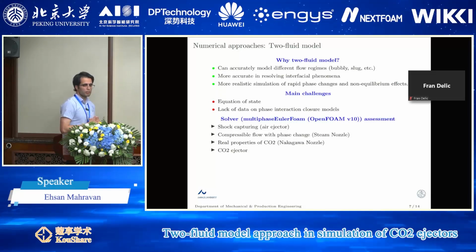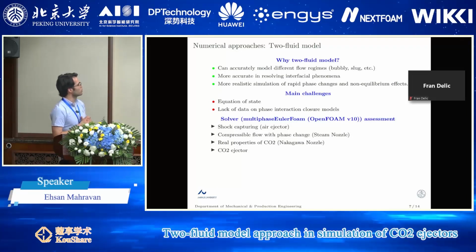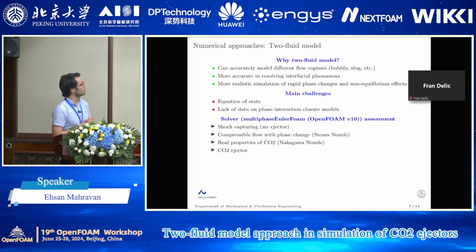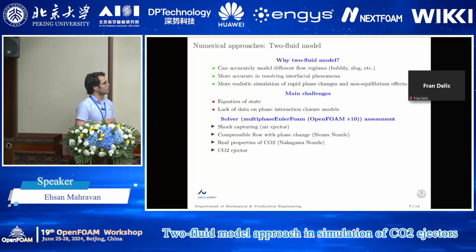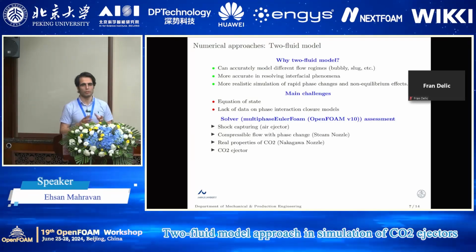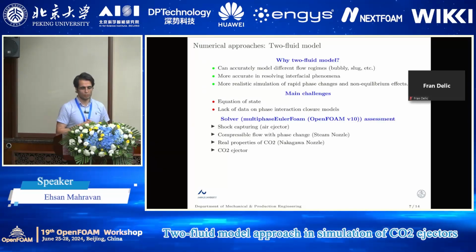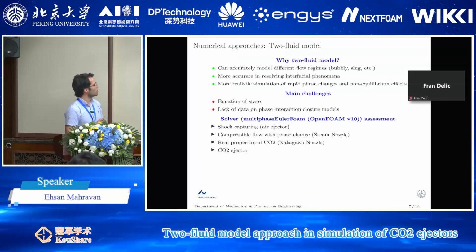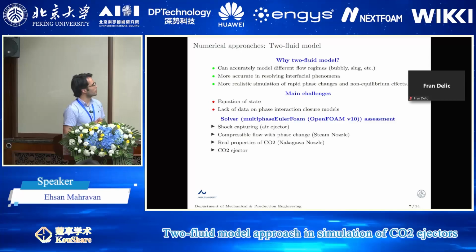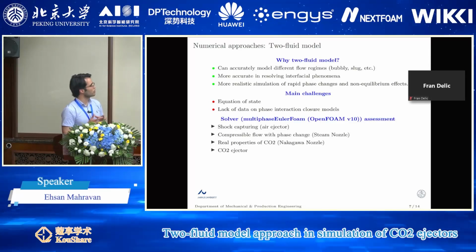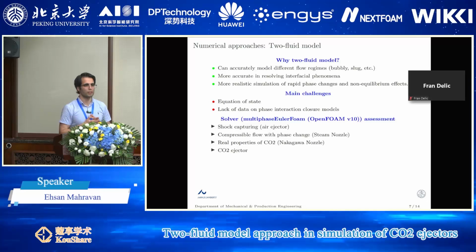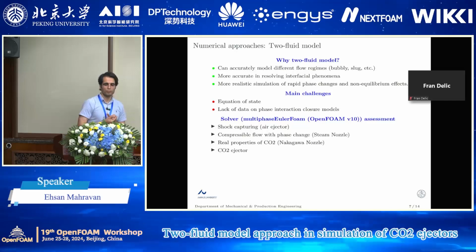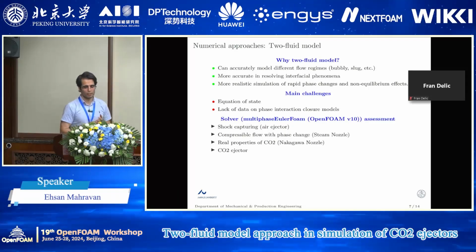So what are the main challenges then? One of them is equation of state. I will tell you more about the equation of state later. And the lack of data on phase interaction that we want to handle through closure models. This is quite huge and can cause a huge deviation from the physical results. So it should be handled very carefully and delicately. So the solver that we use is multiphaseEulerFoam in OpenFOAM 10 from Foundation.